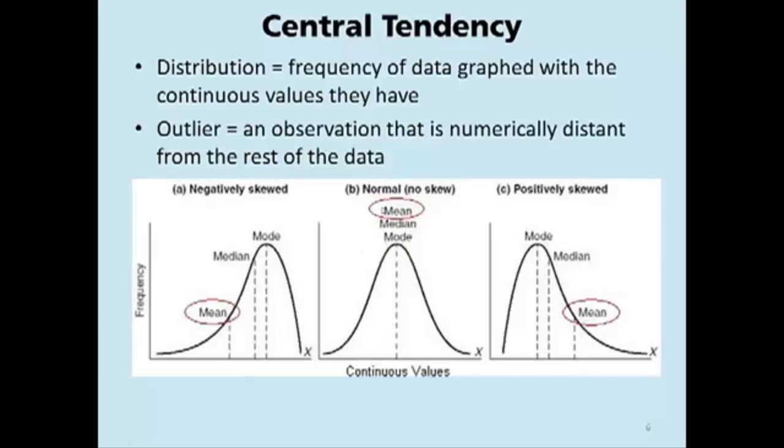in a normal distribution, the mean, median, and mode are ideally the same. All three in this case would be great for measuring centrality because all three are right in the middle.